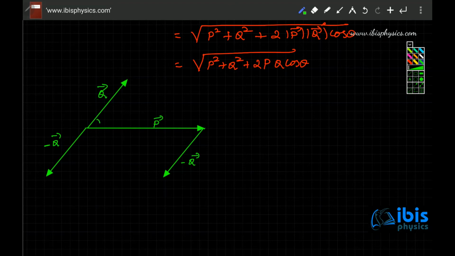If the angle between p vector and q vector is theta, then this angle is going to be 180 minus theta. Then the length of this line from here to here is the resultant. The length of this line is the resultant. This resultant vector is actually r vector equal to p vector minus q vector.